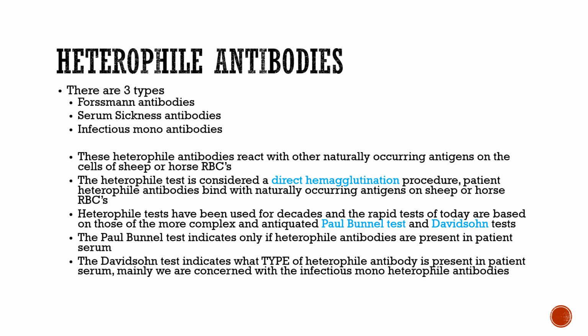Heterophile tests have been used for decades, and the rapid tests of today are based on those more complex and antiquated Paul-Bunnell and Davidson tests. The Paul-Bunnell test indicates only if heterophile antibodies are present in patient serum, while the Davidson test indicates what type of heterophile antibody is present. So that's heterophile antibody testing, which we do to determine if a patient has infectious mononucleosis.